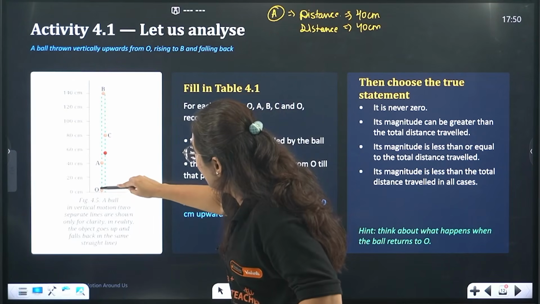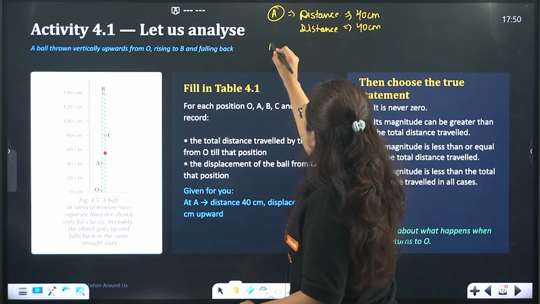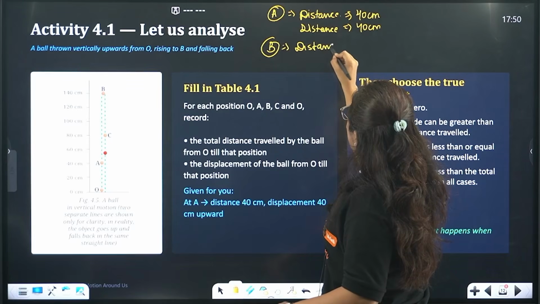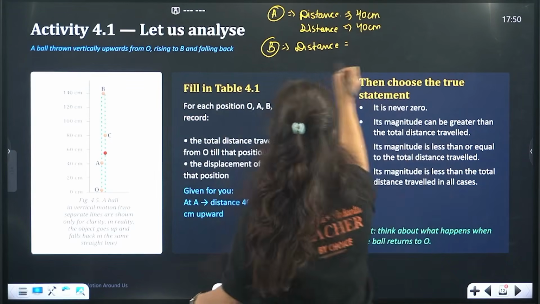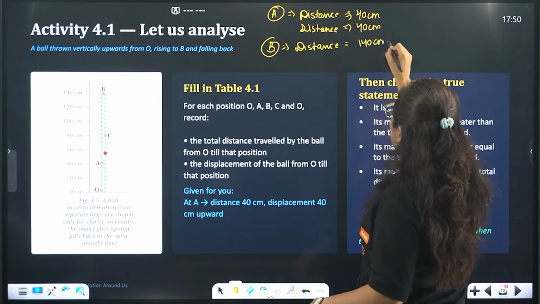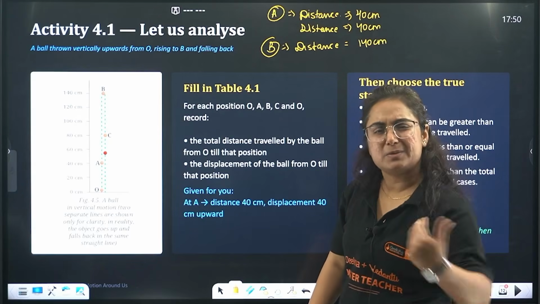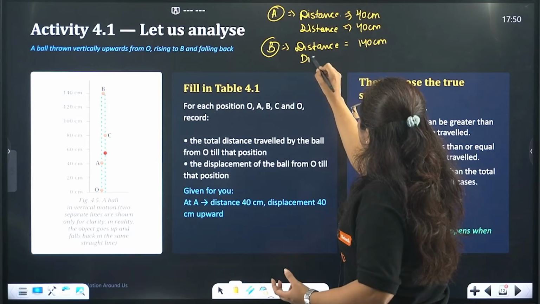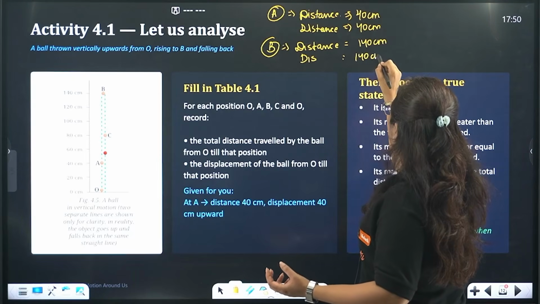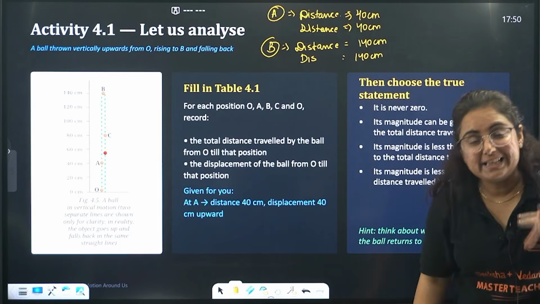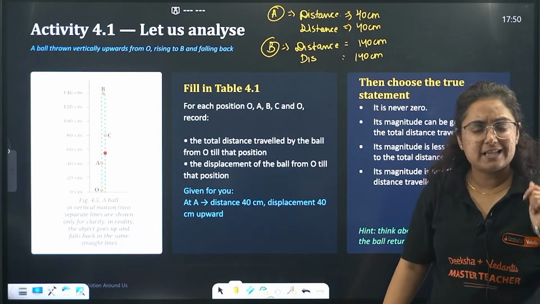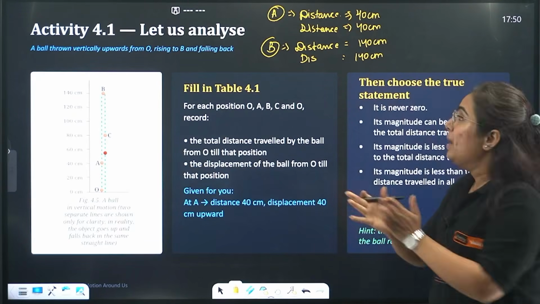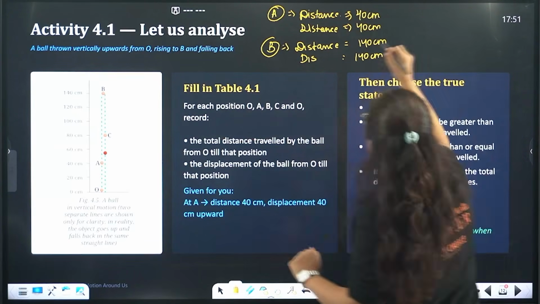Next is, beta, what? The point B. So for the point B, what is the distance covered by the ball? Distance covered by the ball is around 140 centimeter. What is the displacement? Net change in the position of the ball. Again, the displacement is also 140 centimeter, which clearly states that, what does it state? That yes, distance can be equal to displacement. Moving further towards point C.